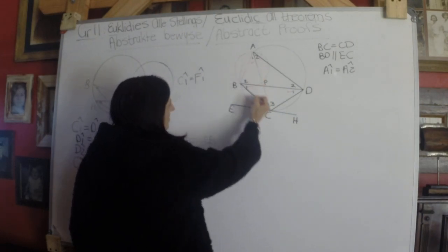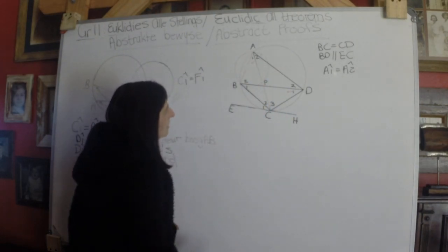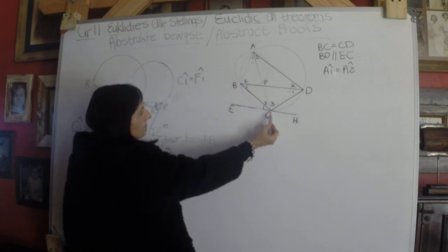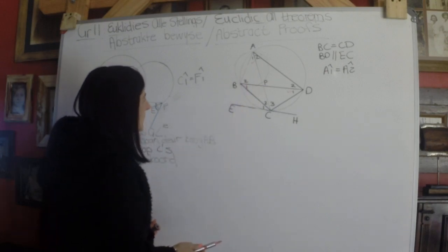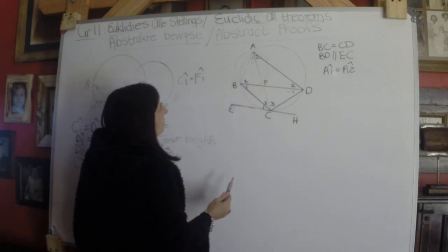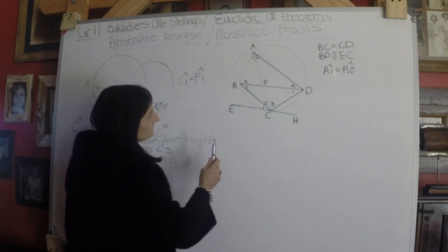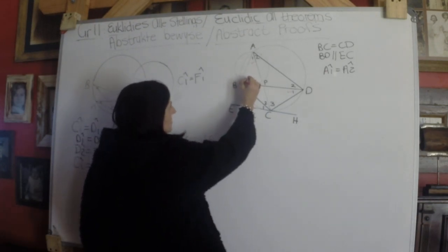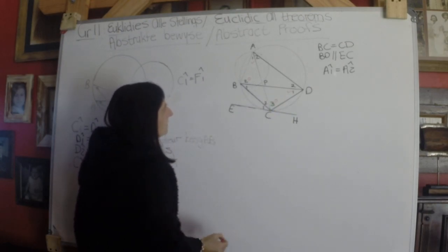It's based on this guy, based on my chord BC. That's why they are equal. And then we've got 2 other angles that's equal. It's going to be that one and that one.